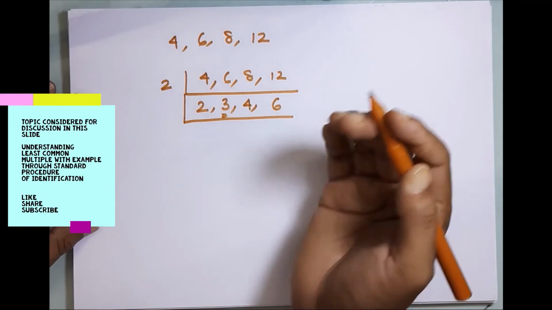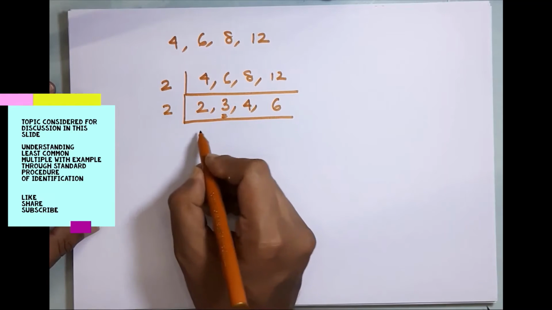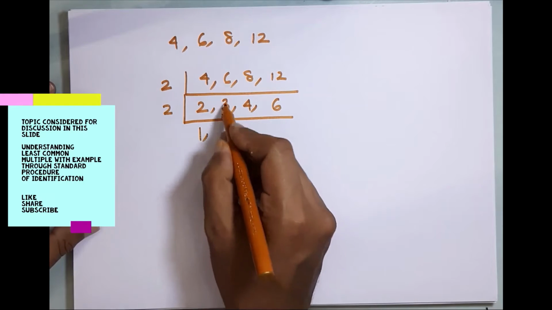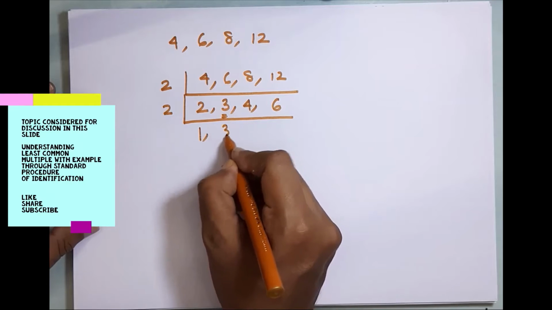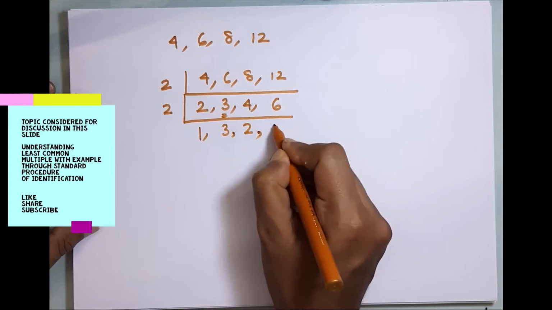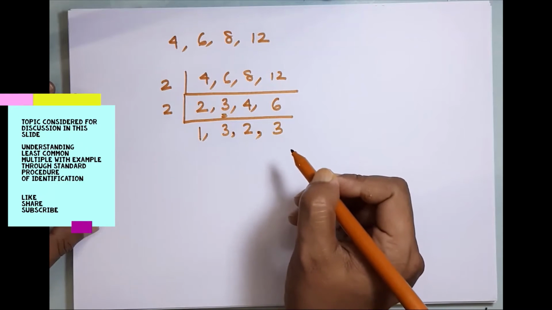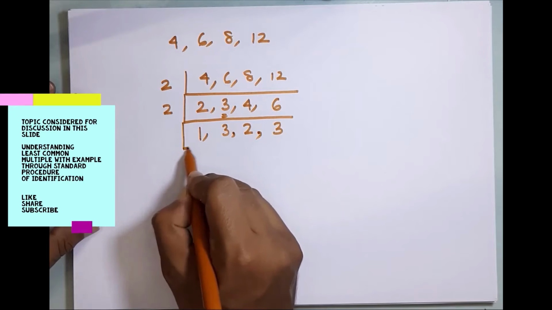This is the process through which we get LCM. So again I'll divide it by 2. So here I'll get 1. 3 cannot be divided, so 3 will come down as it is, and then 2 and then 3. Is there any other factor by which most of the numbers can be divided? Yes, 3 is the factor.